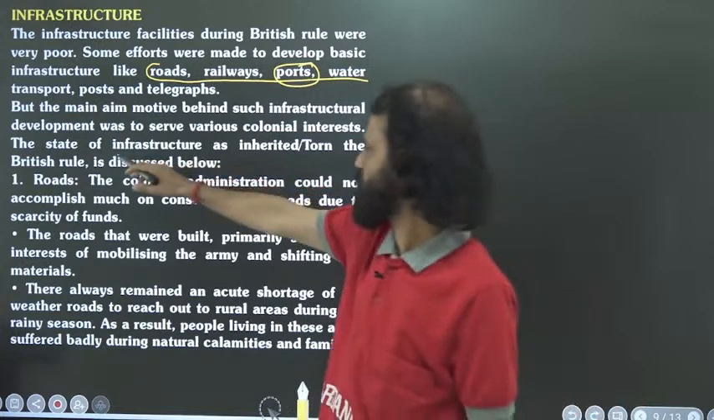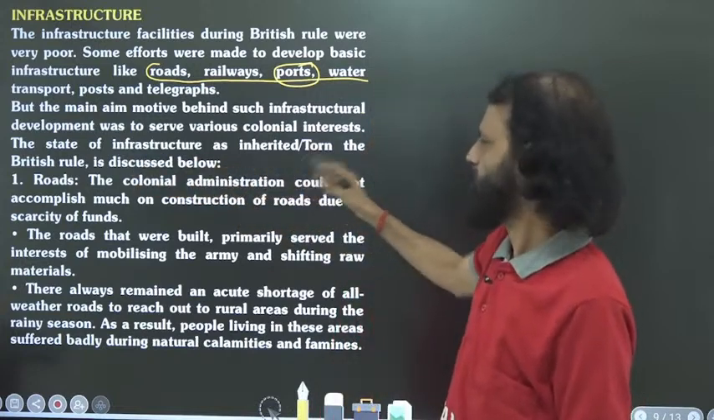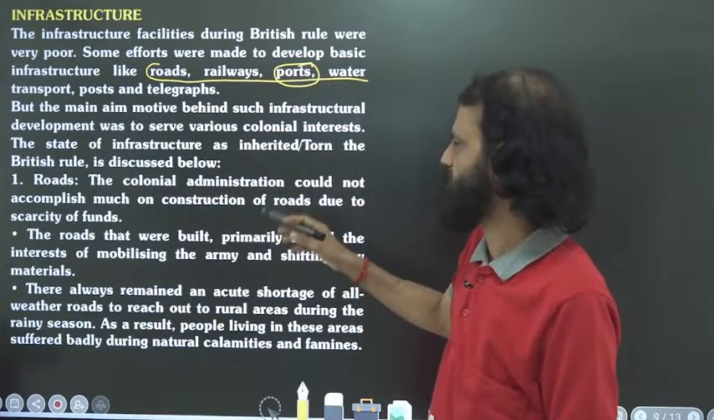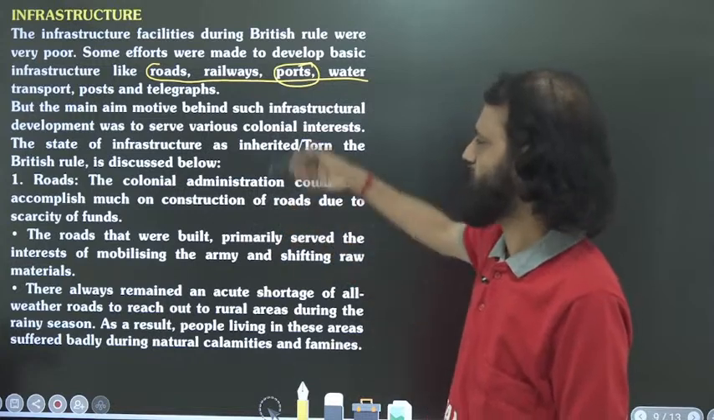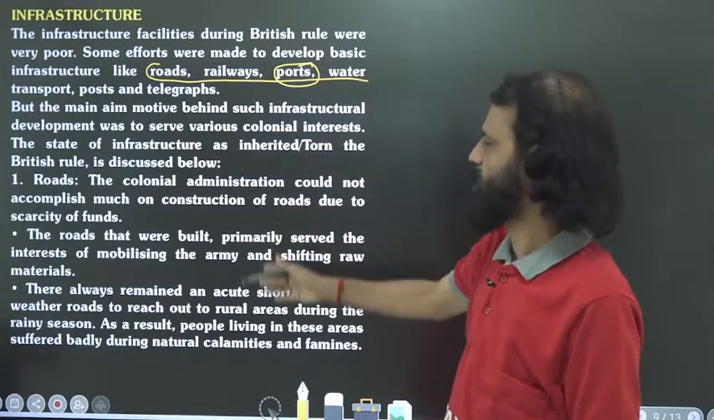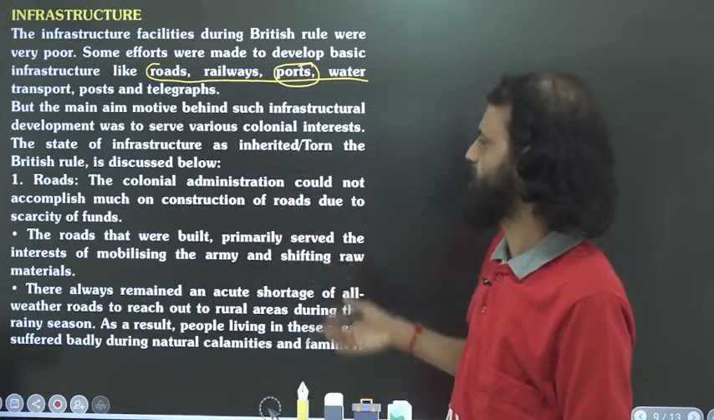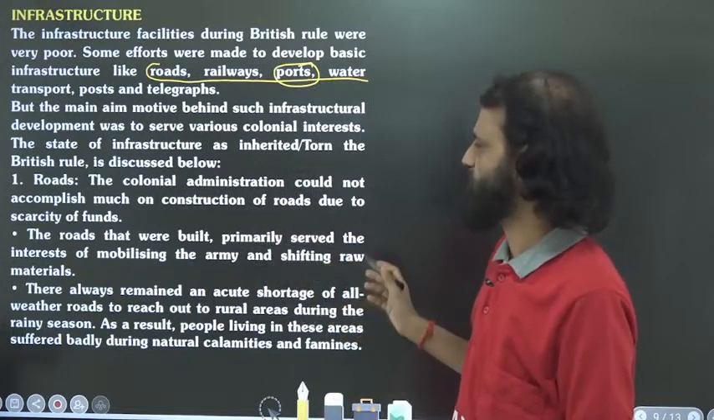The state of infrastructure inherited from the British rule is discussed below. So we can go through the below mentioned topics and understand what the infrastructure and its situation was.